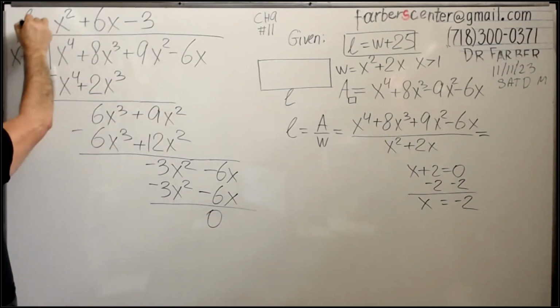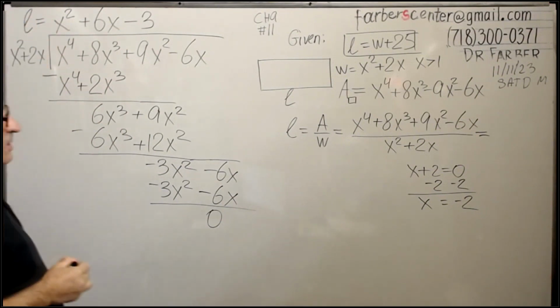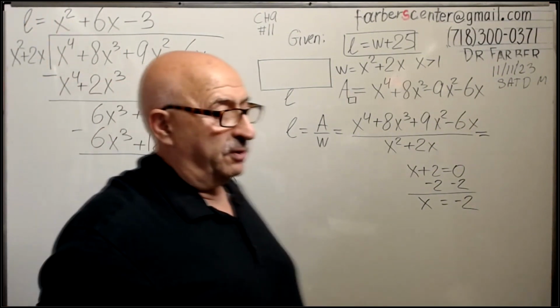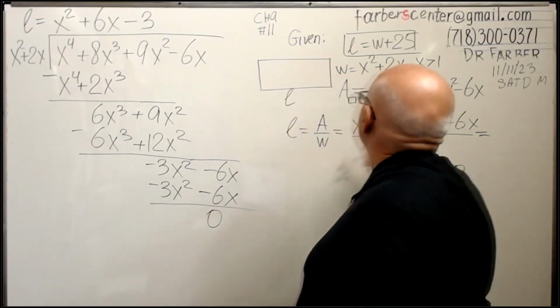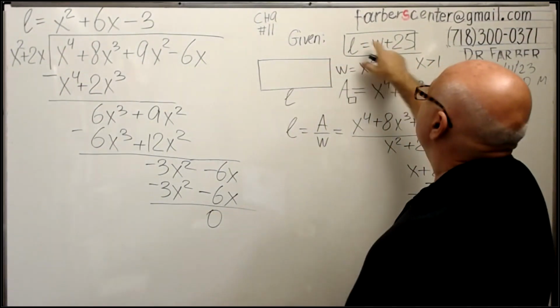And what is it? This is our length. So we get the same result using long division. And after that, what are we supposed to do? Plug into this formula like we did: length, width, and find x.